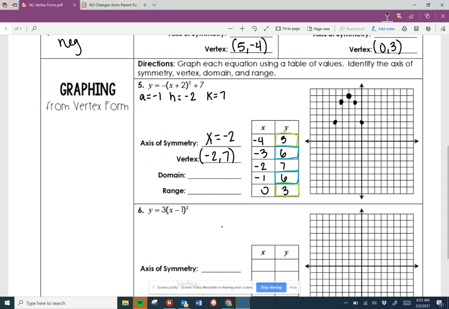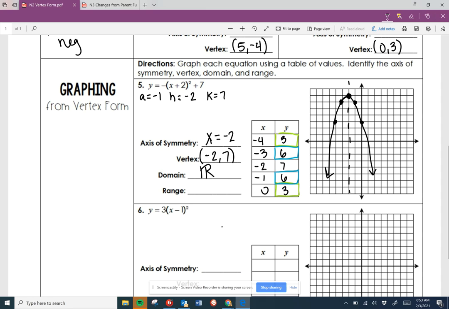Okay, so we'll go ahead and make our parabola. We already said that our axis of symmetry was x equals -2, and you can see pretty clearly here that that's what it is. The domain is going to be all real numbers because this is not a real world problem. You can see that it's going to go left forever and it's going to go right forever. So that's going to give us all real numbers.